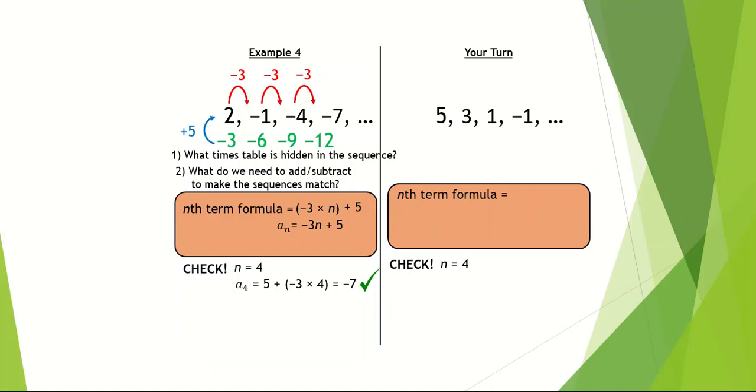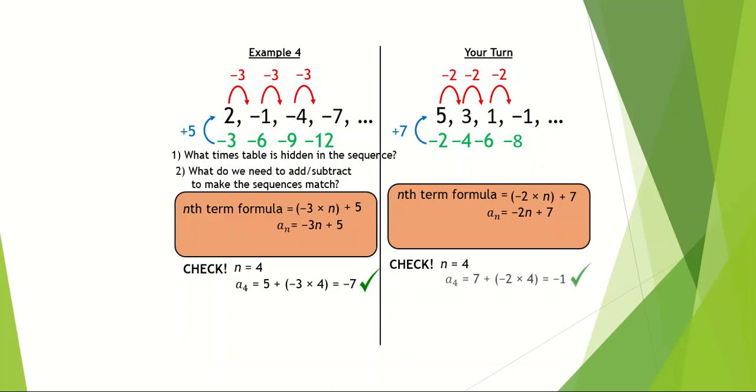Now you try this. The sequence is 5, 3, 1, negative 1, and so on. Okay, the difference between two consecutive terms is negative 2. That serves as our times table. So negative 2 times n will form negative 2, negative 4, negative 6, and negative 8. Then, we need to add 7 to get the original sequence. Our a sub n is equal to negative 2n plus 7. You can do the checking.